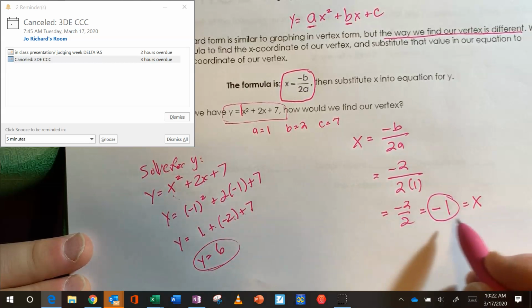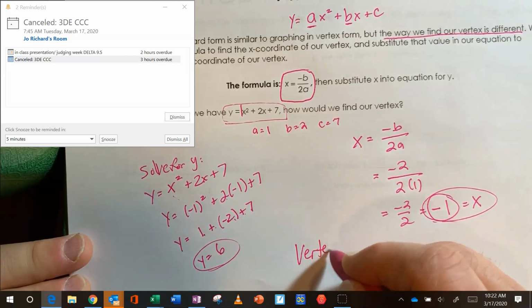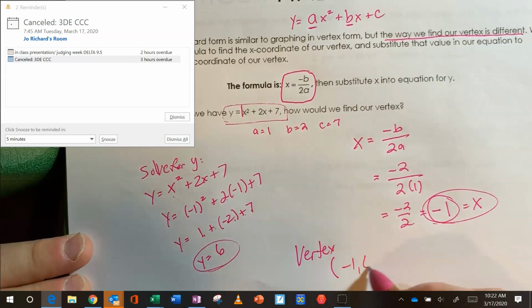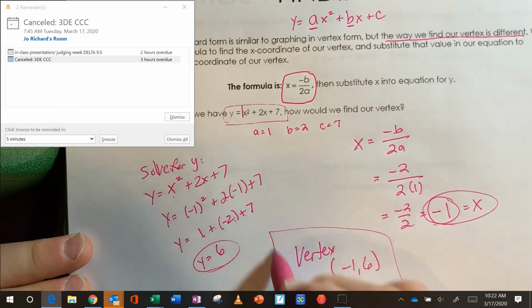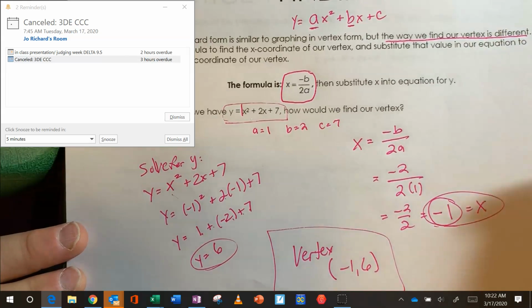So y equals 6, x equals negative 1. Our vertex would be at negative 1, 6. That's our vertex.